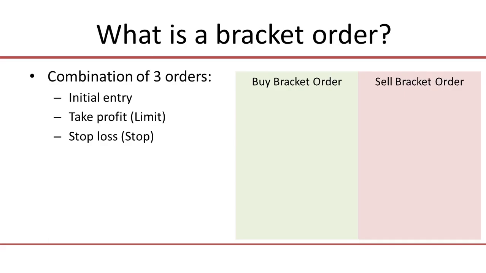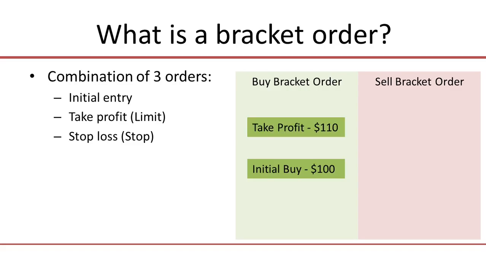If the initial entry direction is on the long side, it's called a buy bracket order. If the initial entry direction is on the short side, it's called a sell bracket order. Now let's take an example of a buy bracket order. So we place an initial buy order at $100. Then we place a take profit limit order at $110 and the third, stop loss level, at $95.